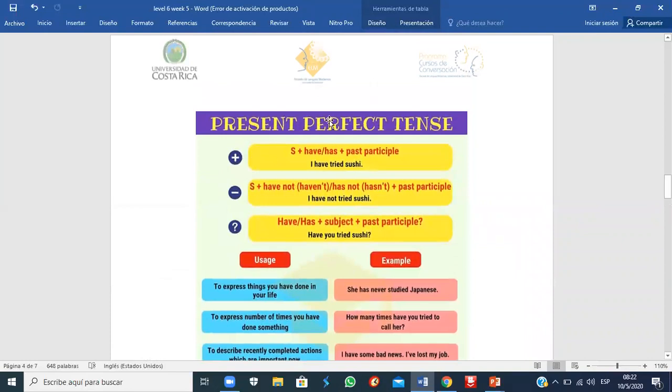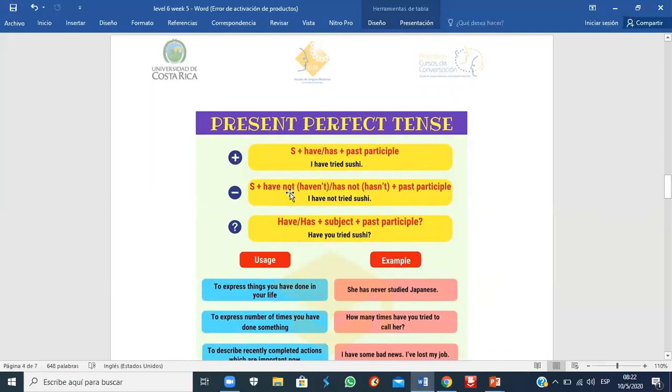Remember that for the present perfect, to say ideas like yo he comido, ella ha comido, hemos estudiado, we need to have the subject, have or has, and the verb in past participle. For example, I have tried sushi. Yo he probado el sushi. Okay. If it's negative, as well, we remember that with he, she, and it, we use has. We, you, and they, we use have. This is part of the rule.